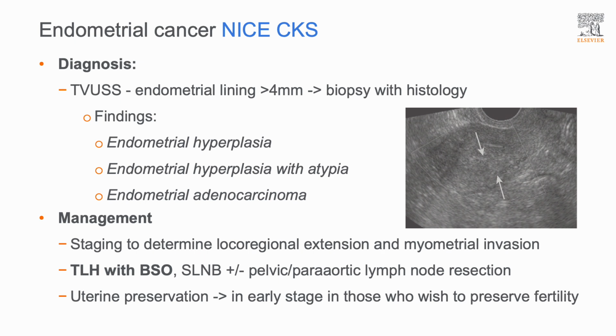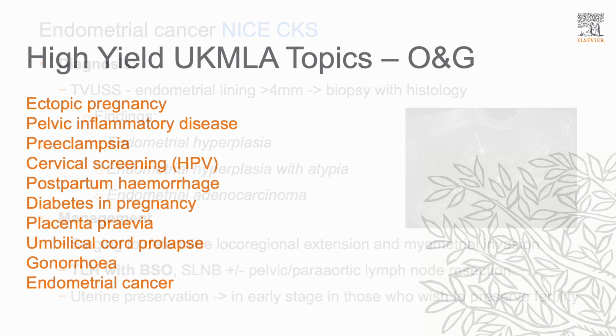Following confirmation of the diagnosis, management involves staging to determine any locoregional extension and myometrial invasion. Management typically involves a total hysterectomy with bilateral salpingo-oophorectomy, with or without sentinel lymph node biopsy, and pelvic or para-aortic lymph node resection if abnormalities are found. Uterine preservation can be considered for those with early stage disease, in those who are wishing to preserve fertility and complete their families if endometrial cancer develops prior to menopause.